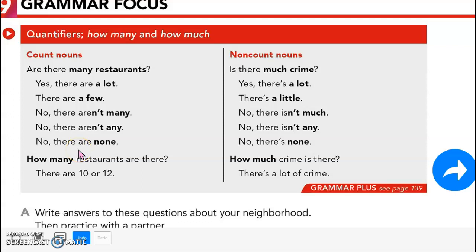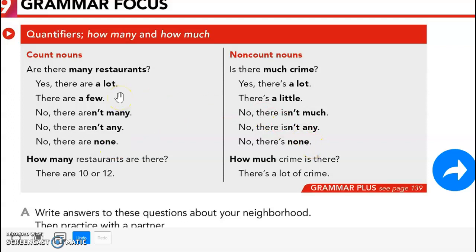So basically, this is all that we have to remember: we use how many for countable nouns. We use many for countable nouns. We use much for non-countable nouns. We use a lot for both. We use a few for countable nouns, and for non-countable nouns we use a little. Again, many for countable nouns, much for uncountable nouns, any for countable and uncountable, and none for countable and uncountable.